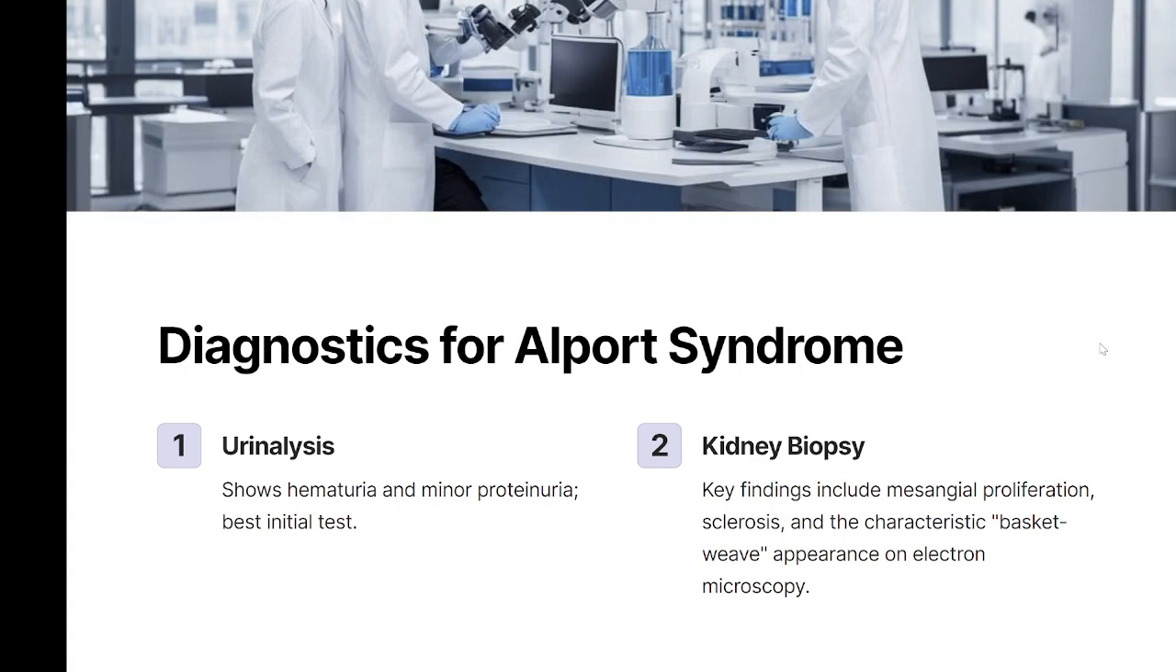Diagnostics. Urinalysis shows hematuria and minor proteinuria, the best initial test. Renal function tests, elevated BUN and creatinine levels, indicate renal impairment. Kidney biopsy. Key findings include mesangial proliferation, sclerosis, and the characteristic basket weave appearance on electron microscopy.